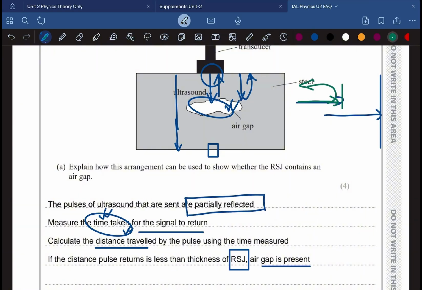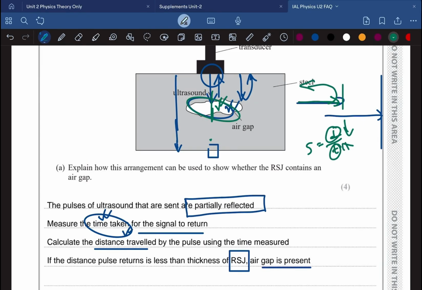But here, because there is an air gap, the wave will come like this, and then hitting the air gap, it will be reflected again. So it doesn't go through the whole thickness of the steel, right? It doesn't travel the whole thickness of the steel. So that is what they said.